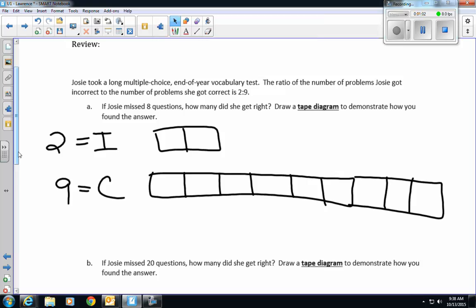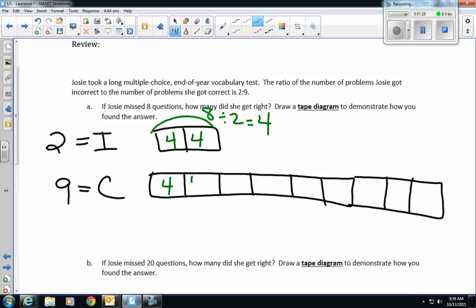Okay. Then we will use it to find question A, or the answer to A, which is that Josie missed 8 questions. So that means the incorrect bar is worth 8, right? And 8 divided by 2 is 4. So 4 goes in each box.